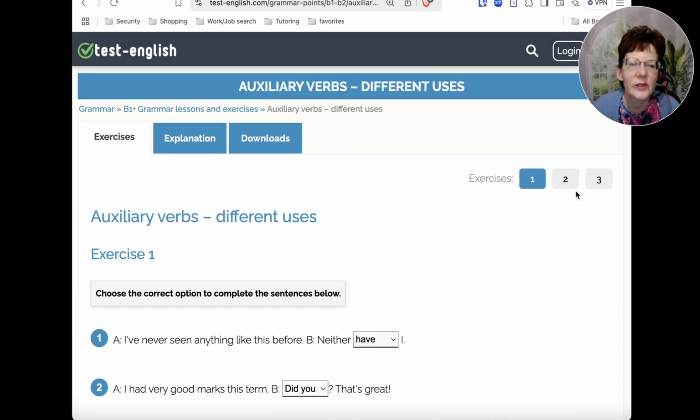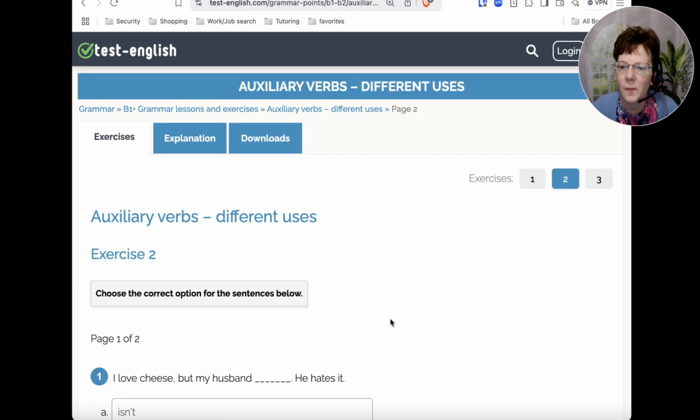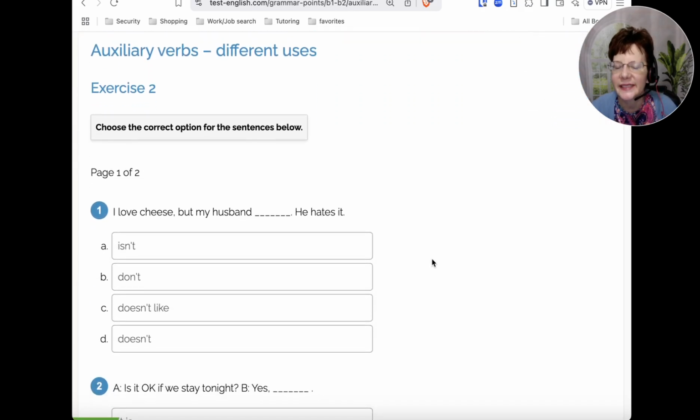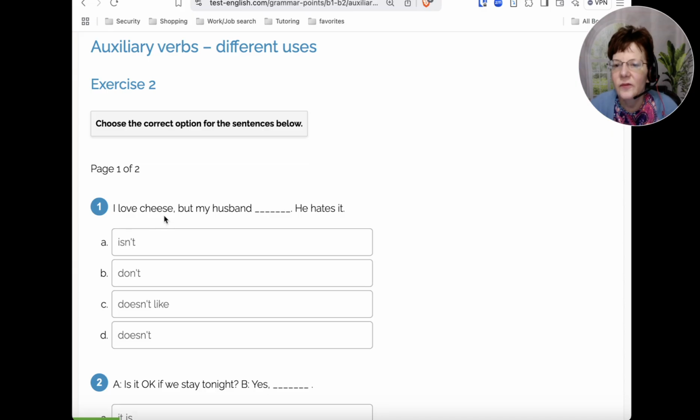All right, let's look at exercise 2 real quick. This one is multiple choice. We have, I love cheese, but my husband, what? He hates it. Isn't, don't, doesn't like, or doesn't. If you chose option D, doesn't, that would be correct because remember we're using do here, do or did, because there's no auxiliary in this part.